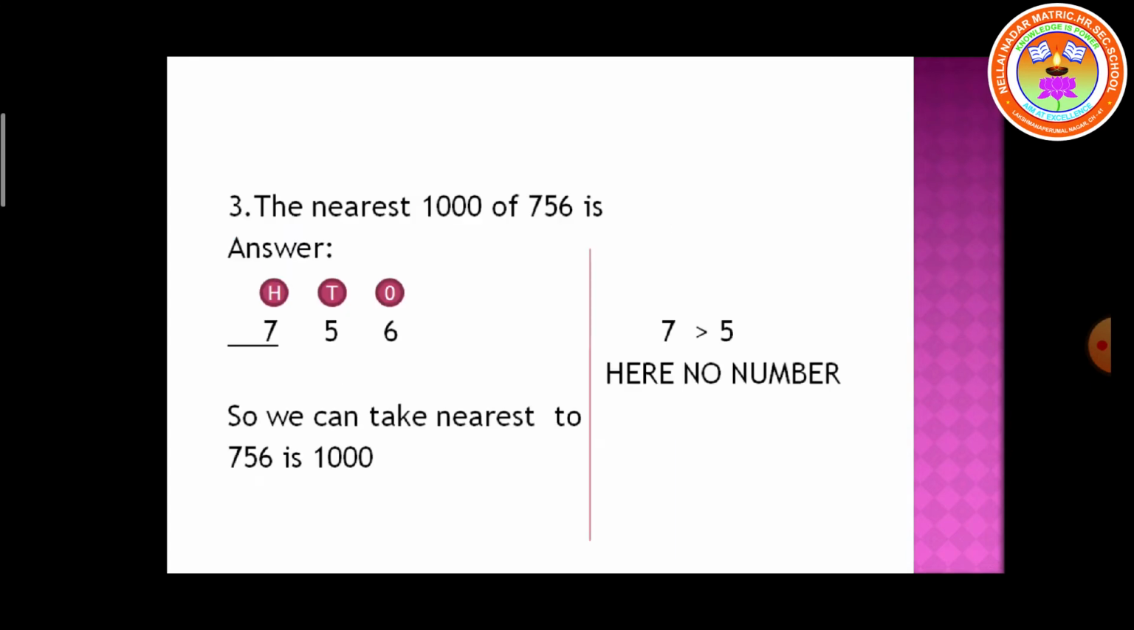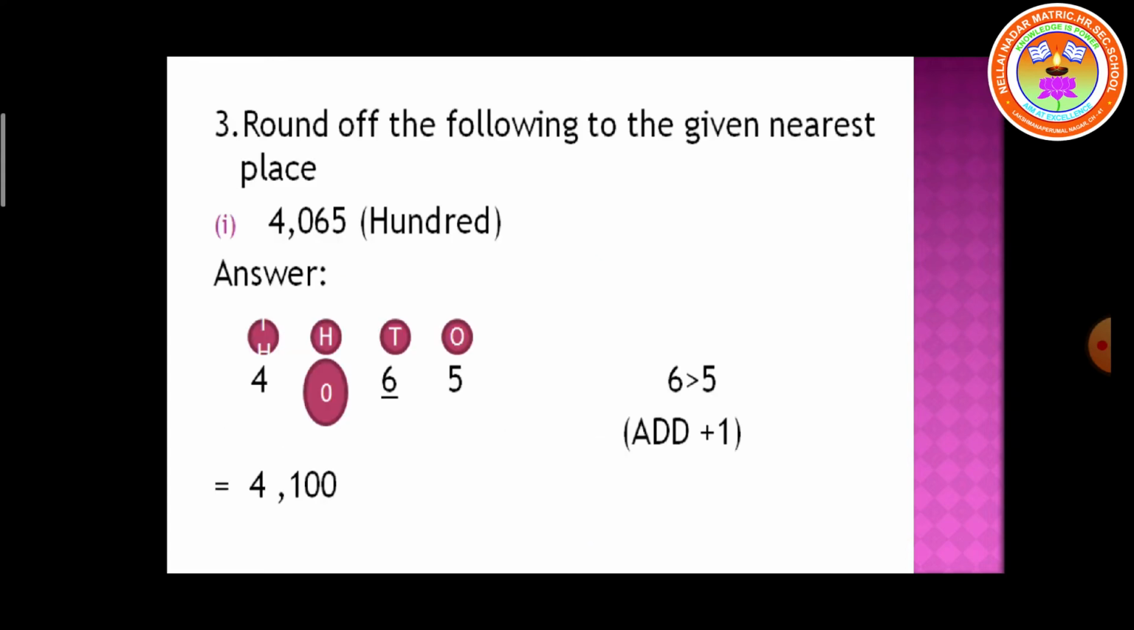Now let us move on to the third one. The nearest 1000 of 756 is. See, children, you have in the ones place 6, tens place 5, and in the 100 place 7. But in the 1000 place you don't have any number, so you have to concentrate only on the hundreds place. What is the number present in the 100 place? 7. So 7 is greater than 5. So the nearest is 1000. So you can write directly 1000. Now let us move on to the next problem. True or false, you try it by yourself.